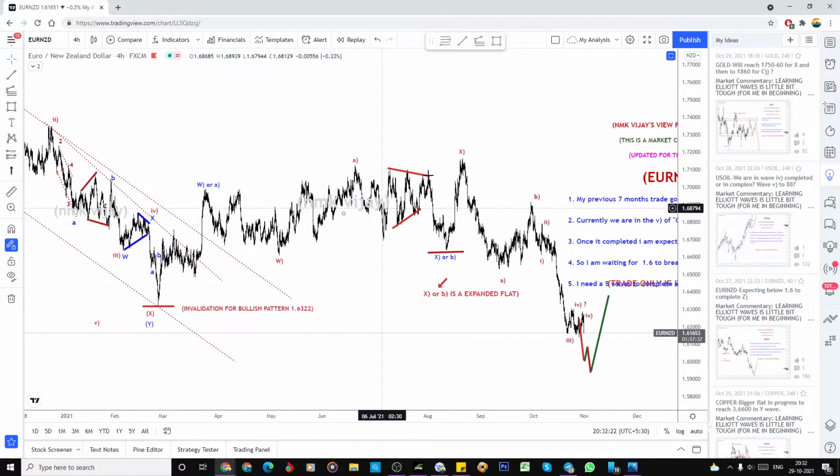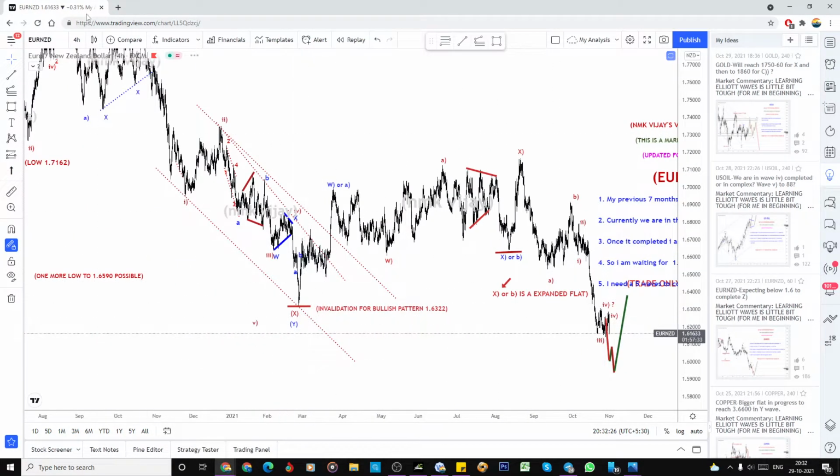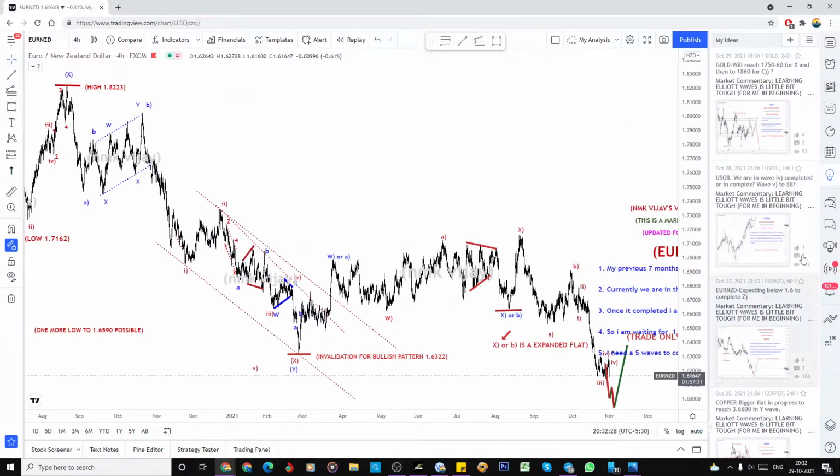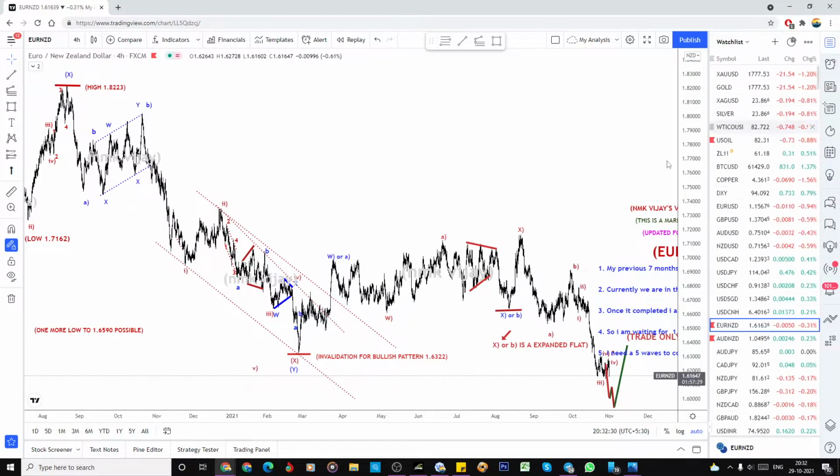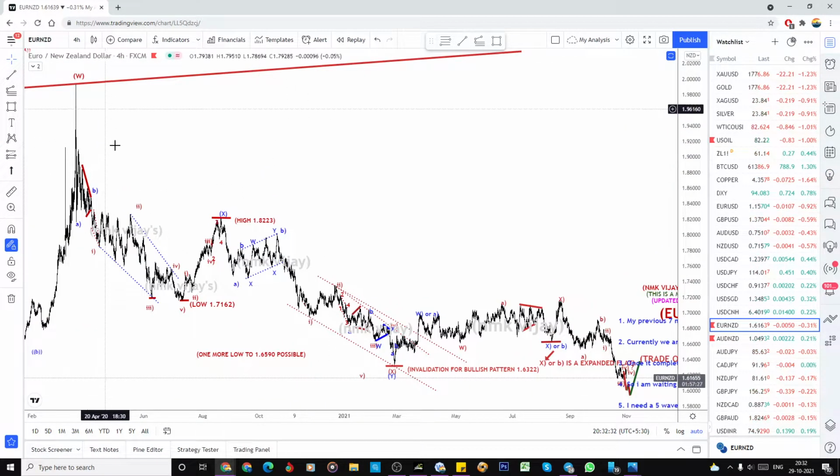This is the W, this is the X, and this is the A, B, C. So this is not a W, it's a Y. So this bigger 5-wave structure is going to complete. This whole 5-wave structure is going to complete. It's a W, X, Y, X, Z.